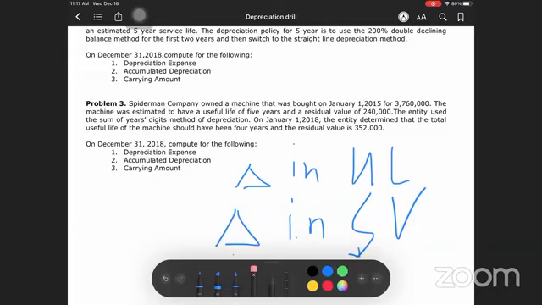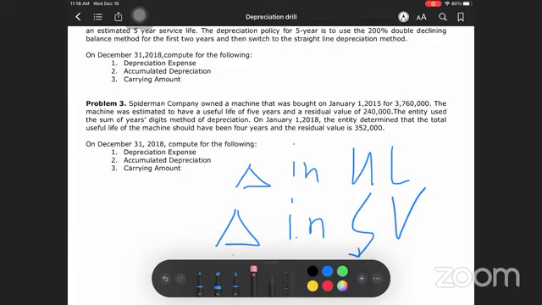Let's check if someone answered. Someone answered. On Facebook: number 1, 592,000; number 2, 3,056,000; number 3, 352,000. Okay, since someone answered, let's check if the answers are correct.